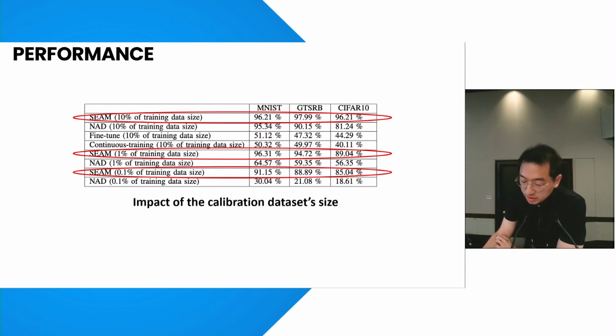Some additional results. When the calibration dataset has 0.1%, 1%, and 10% of public datasets such as MNIST, GTSRB, and CIFAR-10, SAME consistently outperforms all other methods. Even when the calibration dataset is only 0.1% of the original training dataset, SAME can achieve a fidelity score close to 90%, contrasted with baseline methods such as NAD, Fine-Pruning, and fine-tuning, which struggle to maintain a fidelity score of even 30%.